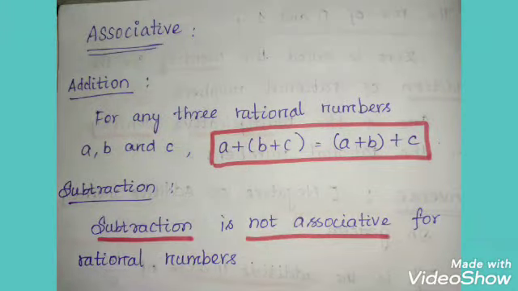So first, associative for addition. For any three rational numbers a, b, c, we are taking three rational numbers and it should satisfy the general form a plus b plus c is equal to a plus b plus c, right? Then subtraction is not associative for rational numbers, right? For addition it should satisfy a plus b plus c equal to a plus b plus c, and subtraction is not associative for rational numbers.